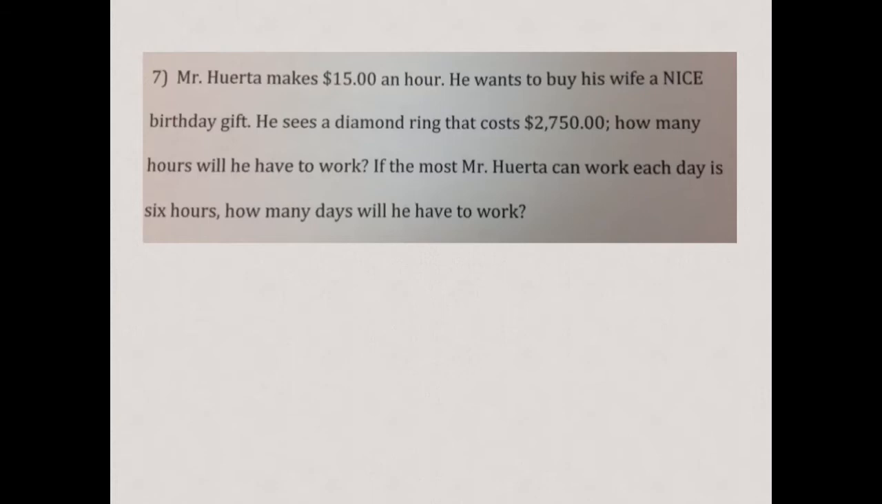And then finally, our last question. So he makes $15 an hour. He wants to buy his wife a nice birthday gift. He sees a diamond ring that costs $2,750. How many hours will he have to work? Well, if I need this much, and I'm only making $15 an hour, to figure out how many hours I'm going to work, well, let's say I work 1 hour, that's $15 towards the $2,750. 10 hours, that's $150. So in order to figure this out, what I'm going to do is divide.